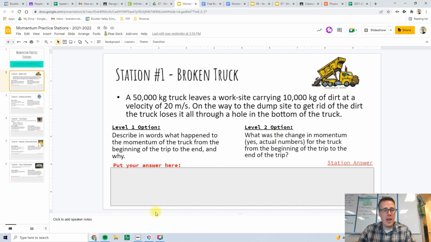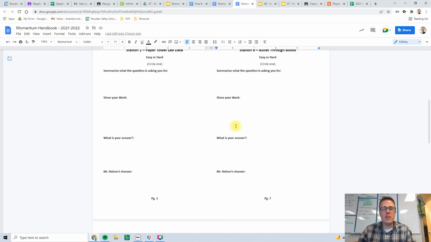If you're having trouble with any of these stations, there's a link right here where it says Station Answer that'll show you not only the answer, but also how I got there. If you're working in the booklet, the pages look like this. It's basically the same thing. I recommend that you work in the booklet because the booklet is going to be a lot easier to take with you into the test. However, I'm going to let you work whichever way you want.